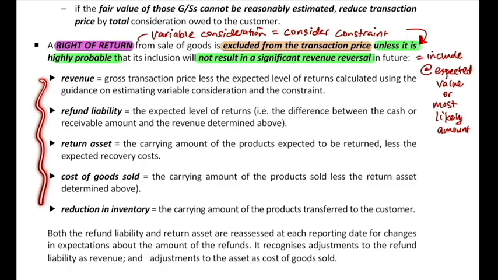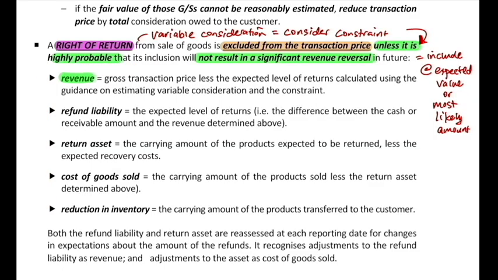This is the step discussed to exclude, meaning that it's not highly probable that it will not result in significant reversal. So we have to exclude from revenue at the point of transfer. We only recognize revenue when the right to return has expired.